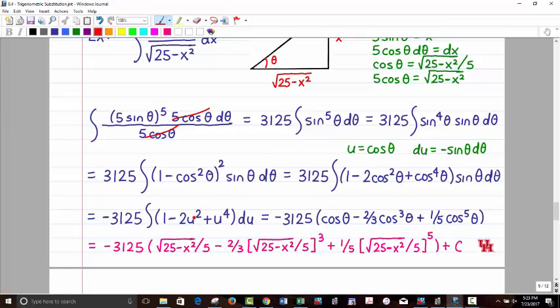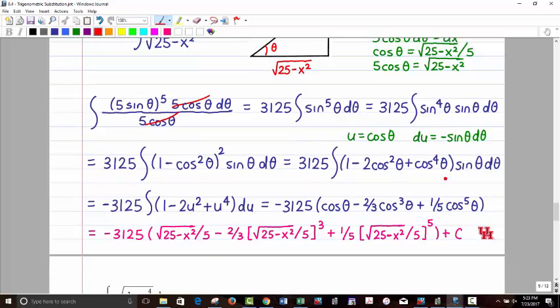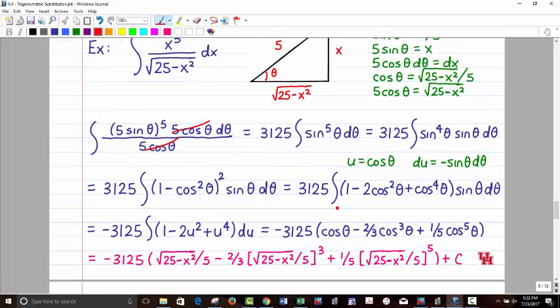The antiderivative of 2u squared would be 2/3 u cubed, and the antiderivative of u to the fourth would be 1/5 u to the fifth, and of course the antiderivative of 1 du is u. So I did that step and put the trig function back in at the same time. I wanted to make sure I stayed all on one page. It's a little messy, but not that bad.